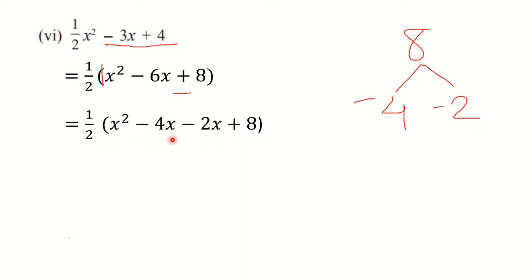From these two you can see x is common, and from these two you can take out minus 2 as common. So write down the next step. Half is as it is, x is taken out common, so inside the bracket x minus 4, and from these two minus 2 is taken out common, so we got x minus 4. And the next step is to write down the two brackets.